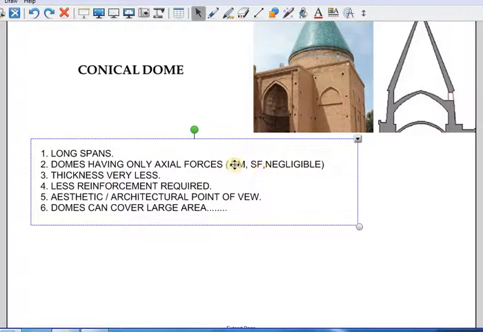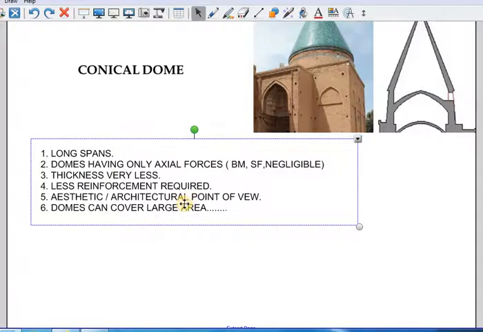As the bending moment and shear force are very less, the thickness will be very less, and reinforcement will also be very less, because deflection will be very less if the bending moment is less. So the thickness is very less, and if the thickness is very less, less reinforcement is required.